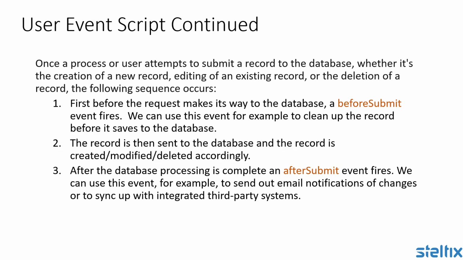So if we have two fields with numbers, for example, and we have a third field which is a hidden field in our database, we could add those two fields together and put it into the hidden field's value and save it to the database before it is submitted to the database. Once the before submit function is finished, then the record is sent to the database, and there it is either created, modified, or deleted depending on what we told it to do.